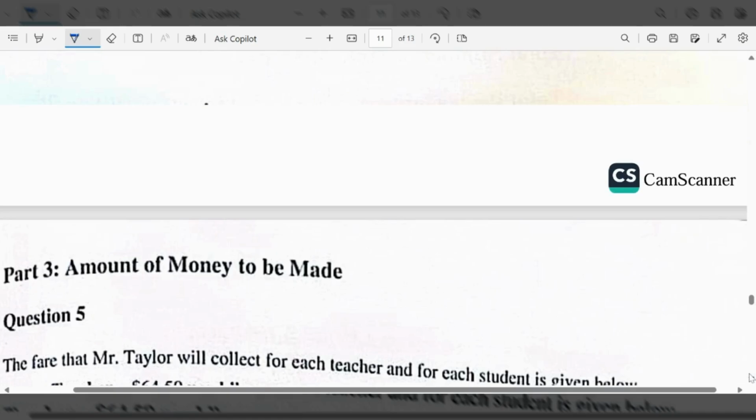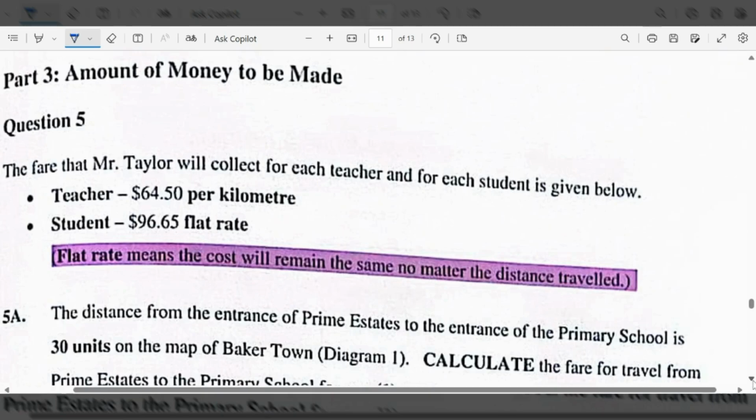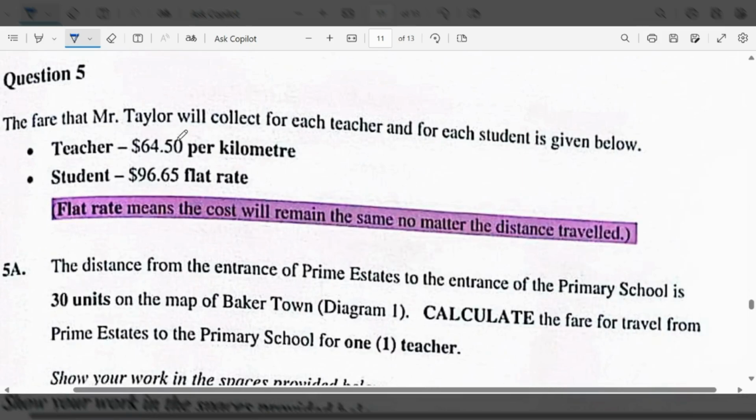Let's move on to part 3, the amount of money to be made. The fare that Mr. Taylor will collect for each teacher and for each student is given below. So for each teacher, that's $4.50 per kilometer, and for students, it's $6.65 for a flat rate, and flat rate means that the cost will remain the same no matter the distance traveled.